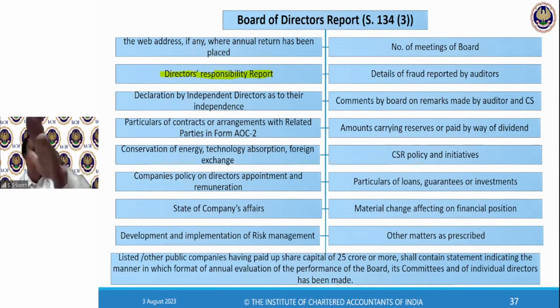Then you have to give particulars of contracts or arrangements with related parties. See, all this is in your final syllabus. In the final syllabus only, you will come across related parties. We already saw the definition of related party, but the sections which deal with it, 188 and 184, are in the final syllabus. Amounts carried to reserves and paid by way of dividend: you have to say so much is being carried as reserves, so much is dividend. Conservation of energy, technology absorption, foreign exchange, you have to give disclosure.